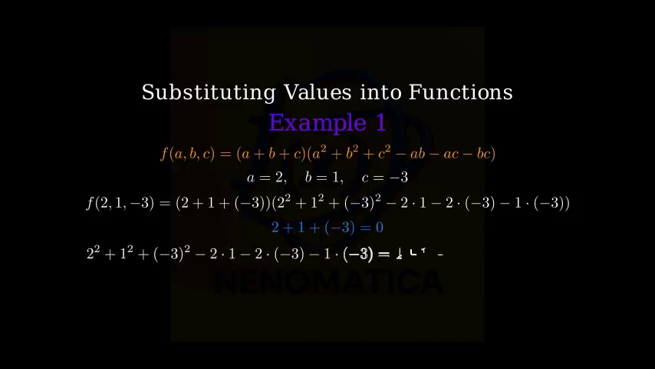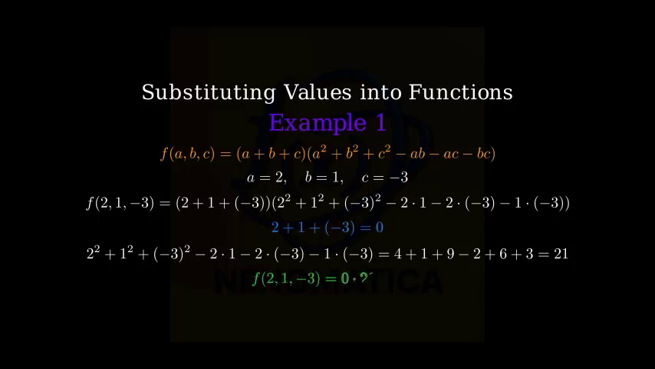Now, let's calculate the second part of the expression. We have 2 squared, which is 4, plus 1 squared, which is 1, plus -3 squared, which is 9. Then we subtract 2 times 1, which is 2, subtract 2 times -3, which is -6, so we're adding 6, and subtract 1 times -3, which is -3, so we're adding 3. Adding all these terms, 4 plus 1 plus 9 minus 2 plus 6 plus 3 equals 21.